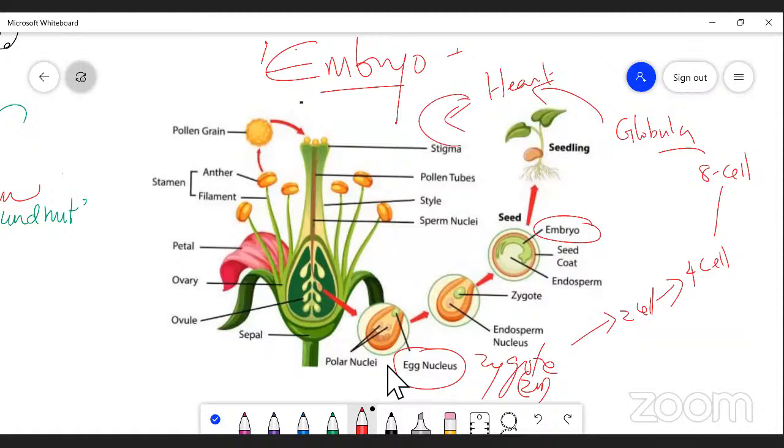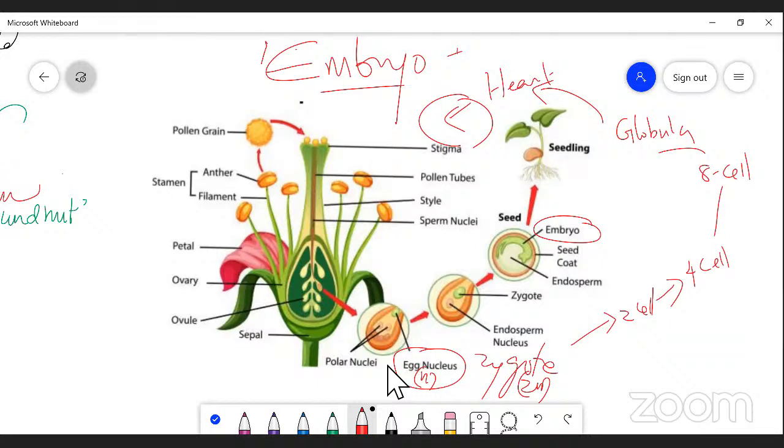The embryo is developed from the process of fertilization, right? So, the egg cell is in a haploid condition. One of the male gametes fuses with the egg cell to form a zygote. I repeat once again. The zygote is in a diploid condition, which undergoes mitotic division to form the two cell stage.